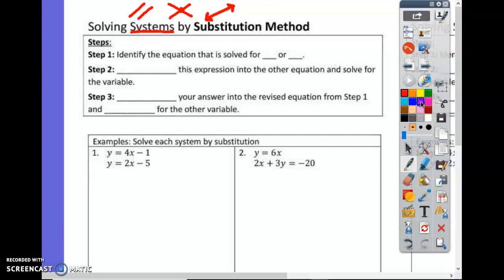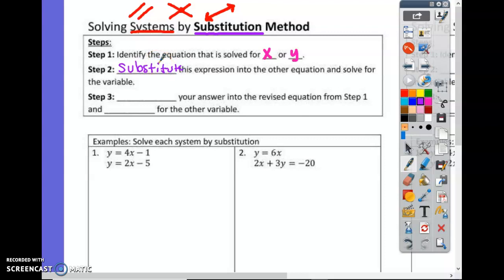So today's method is substitution. That's when you substitute something in and solve for the other one. So the steps are: identify the equation that is solved for x or y. That means it should already be in y equals or x equals. Step 2, substitute the expression into the other equation and solve for the variable. We're going to substitute.